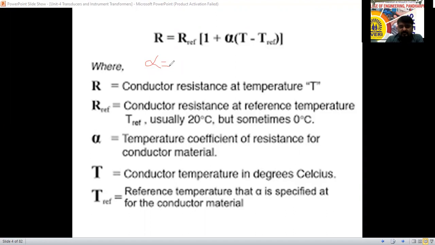Can you do this one? Can you tell the formula for alpha?